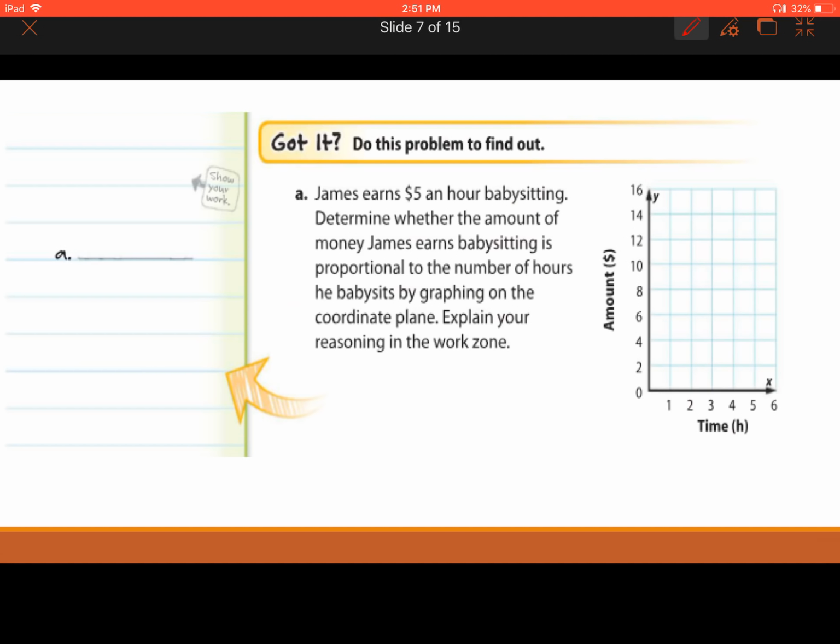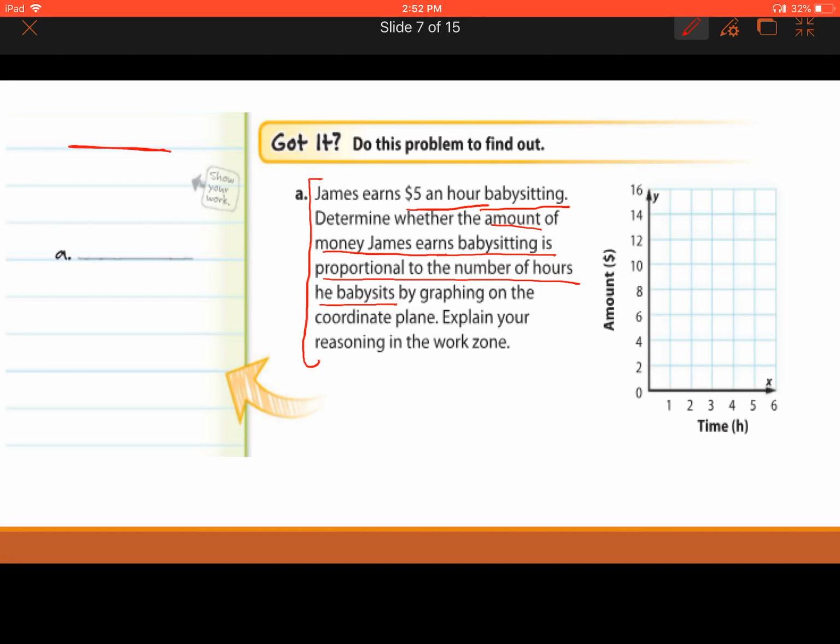Alright, here we go. I'm going to read the question. According to the question, James earns $5 an hour babysitting. Determine whether or not the amount of money James earns babysitting is proportional. So we want to know whether the amount of money earned is proportional to the number of hours he babysits. Okay. So I'm going to go ahead and start by writing my unit rate, and I'm going to write it up here.